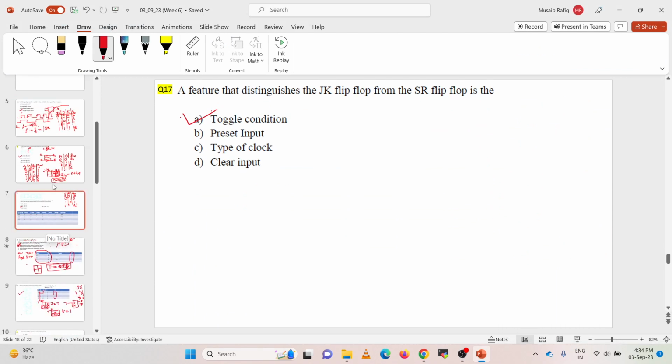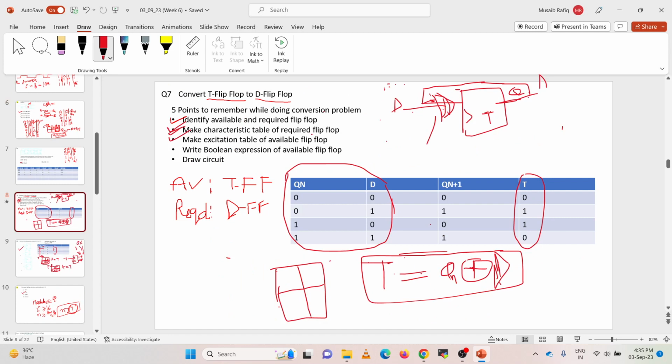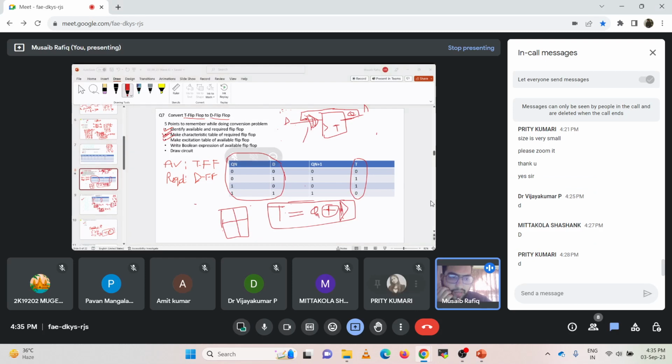Right, it should be right here, yeah. So the point two is make characteristic table of the required flip flop. So this was a truth table, so you can do it, there is no issue doing it like you have done it. But to make things simpler and to follow one methodology, I made this characteristic table. That's how I do it, and that's how I showed them. I hope you got my point.